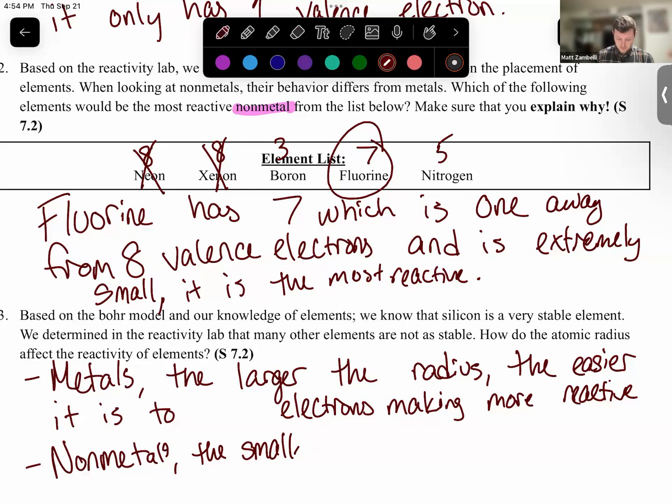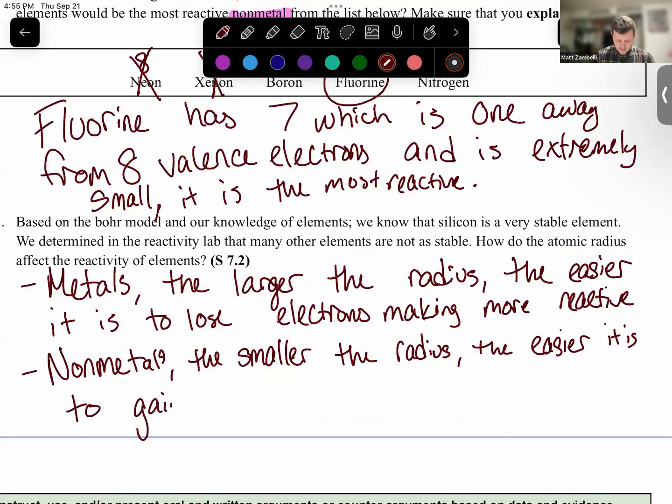All right. The easier it is to lose. Sorry, we're losing electrons with metals. So if you need to erase that, go back, cross it out, do whatever you need to do. Or it's easier to lose electrons for metals because metals have one or two and they want to get rid of those. Non-metals are smaller. So the smaller the radius, the easier it is to gain electrons, making it more reactive.